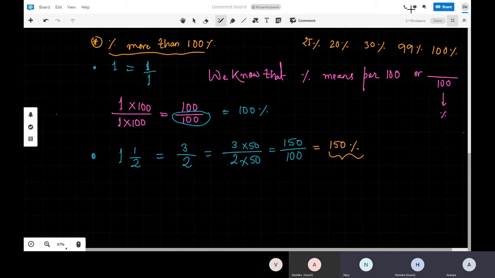How would it be 150? Because 3 times 50 is 150, Nia. Oh. Okay.